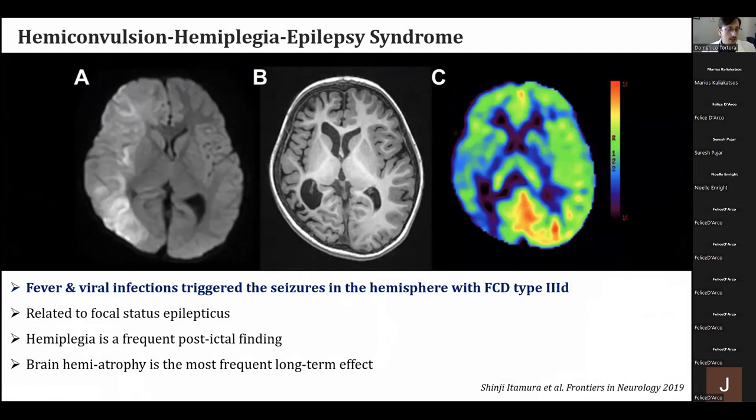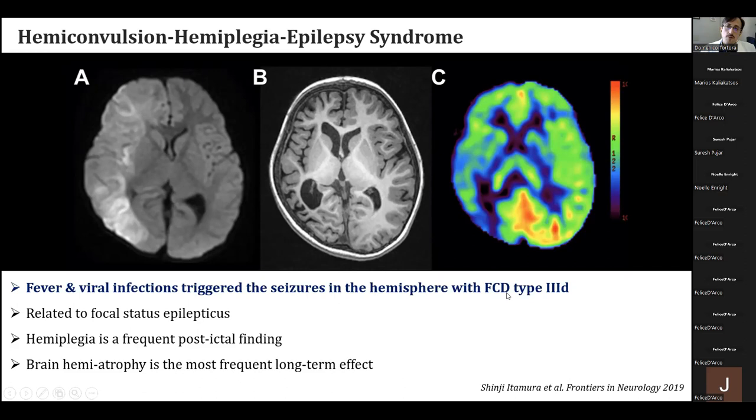Another epileptic syndrome associated with fever is the hemiconvulsion-hemiplegia-epilepsy syndrome. This syndrome is more frequent in children with a known epileptogenic lesion, for example, focal cortical dysplasia. And in this patient, the status epilepticus is triggered by an infectious event, or in many cases a sort of viral infection leading to fever. And here you can see what happened to the hemisphere where the epileptogenic lesion is present. In this case, it was a focal cortical dysplasia type 3D.